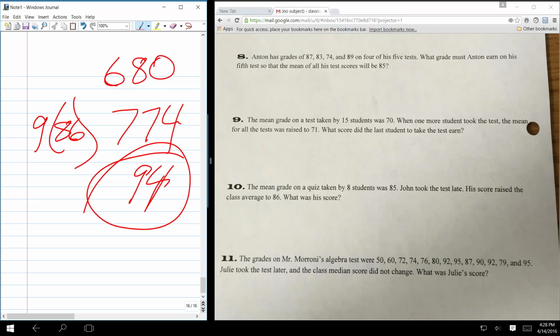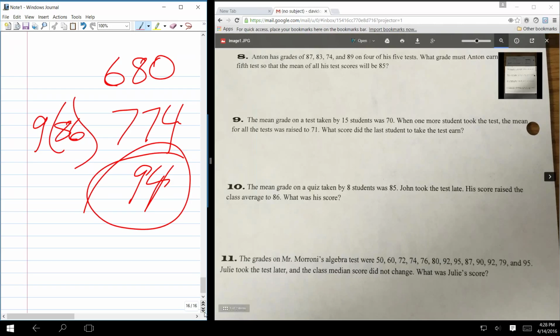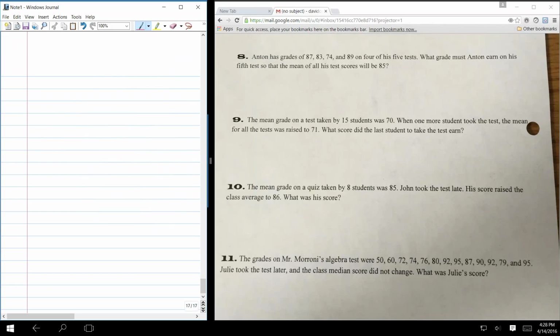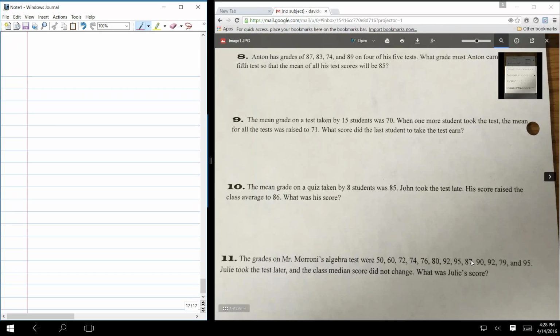Number 11, because we're talking about median, not mean, make sure you notice that, because when they talk about median, the process is completely different. The process when they're talking about median is to list out the test results in order. Okay? They're not in order right now. They kind of look like they are, but notice this 87 is out of order. That 79 is out of order. So you have to rearrange these scores in perfect order.